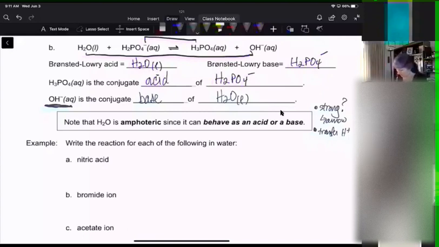This section is probably one of the hardest parts of the acid-base area, predicting these reactions in water. So what is nitric acid? That is HNO3. All acids are aqueous. We'll go ahead and put it in water, and now we want to complete that reaction.